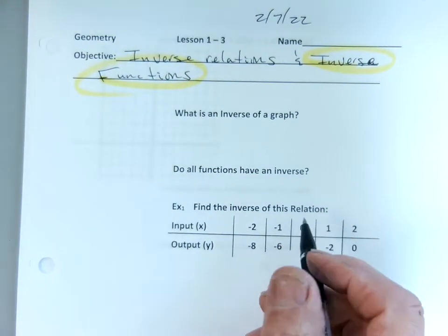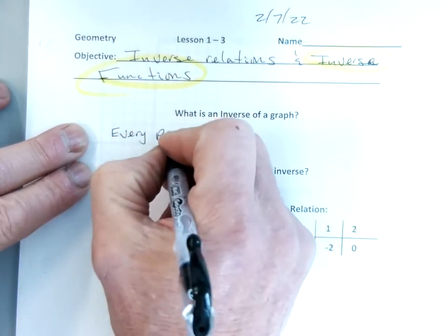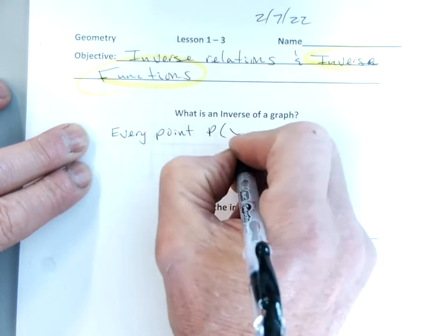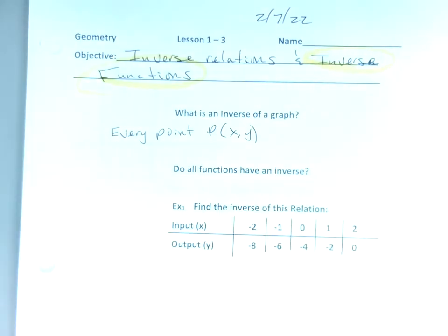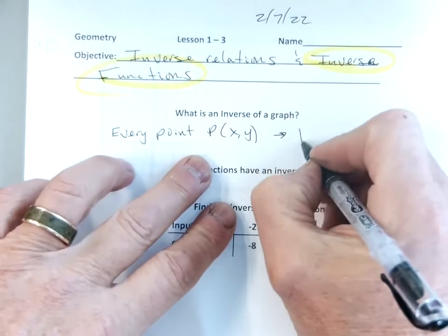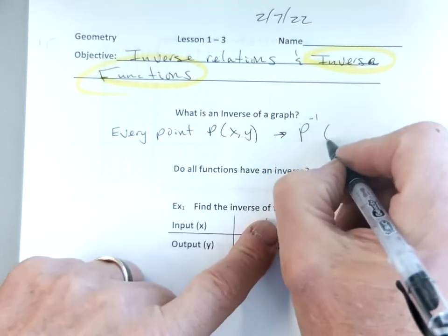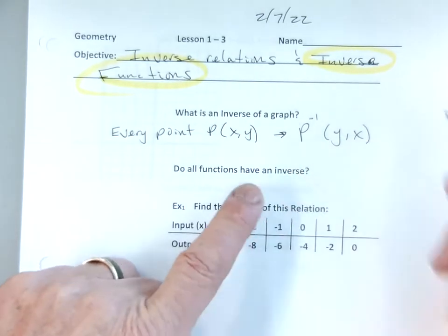So what's an inverse of a graph? That's where every point P, which is some x, y, and I'll slow down, let you catch up, okay? So every point, we're just going to switch the x, y. That's it. It's as easy as that. So it's inverse P negative 1. That's the symbol. It's up above, not down below. It becomes y comma x. Okay, so that's how we do it.